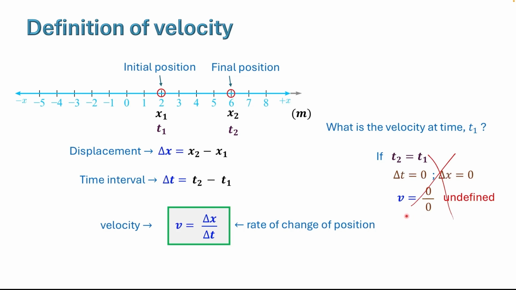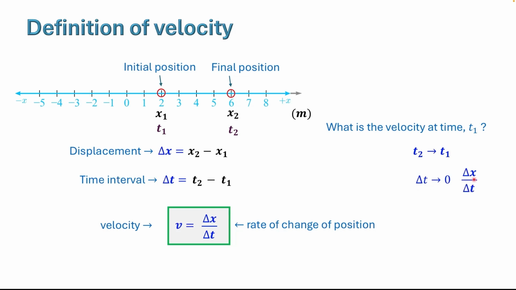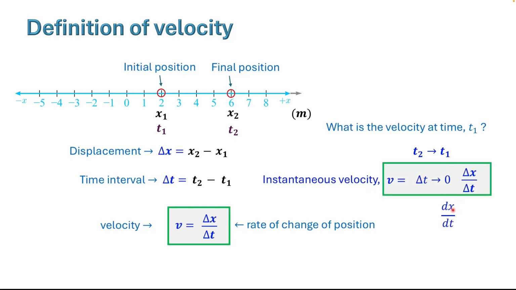Then, how to find the velocity at t1? The workaround is, instead of taking t2 as equal to t1, take t2 as close to t1. That is, take delta t close to 0 but not 0. For example, you can take delta t as 0.001 second. Then find the displacement of the object over the short time interval, and divide that by the time interval. You will get the velocity at t1. This velocity is the instantaneous velocity at time t1. If you are familiar with calculus, this instantaneous velocity is nothing but the derivative, dx over dt. Don't worry about this if you don't know calculus.